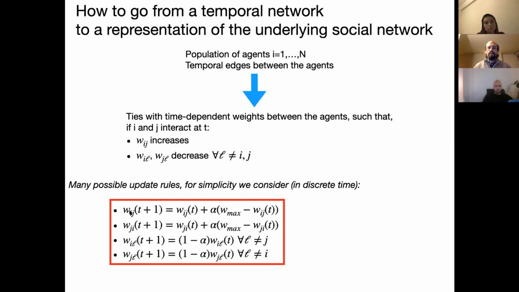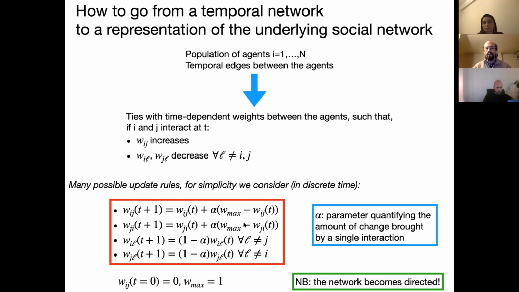We took a very simple idea with just one parameter. So the weight between I and J will increase by an amount that brings them closer to the maximum value. And the weight of IL and JL will decrease by the same factor. Here we can use W max equal 1 without loss of generality. So we have one parameter which quantifies how much the ties change at each interaction. And we also know that because the weight of I to L decreases, but not necessarily the weight of L to I, the network becomes a directed network.